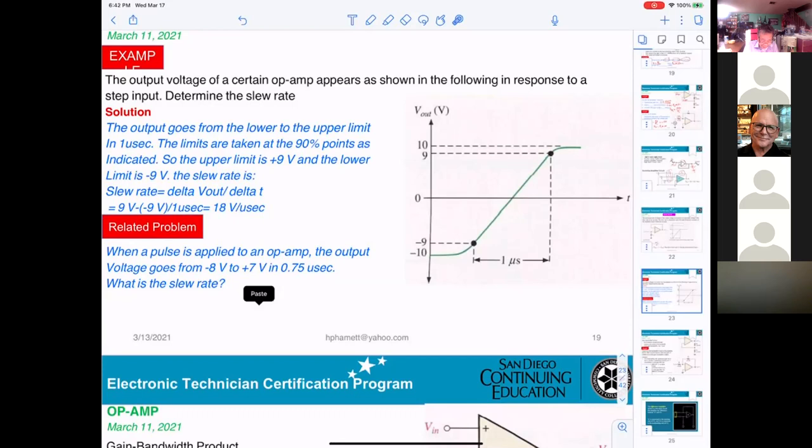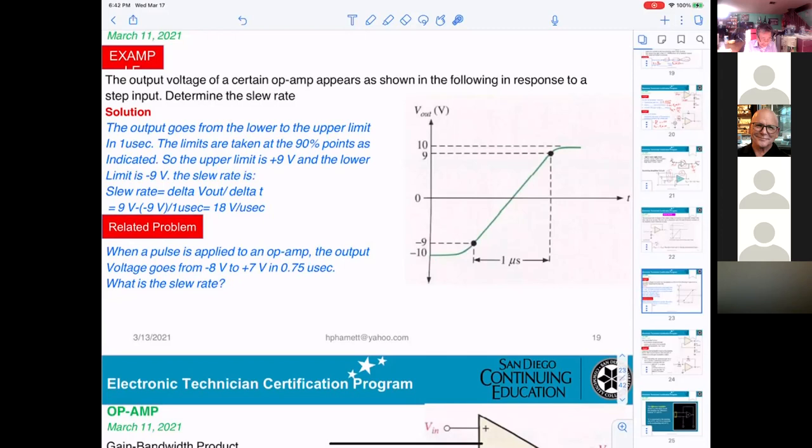That means they can go minus here, okay? Minus 8 to plus 7. And they gave you the time, 0.75 microseconds. So they want to calculate the slew rate. Slew rate will be equal to delta V out divided by delta T. Delta T will be 0.75.